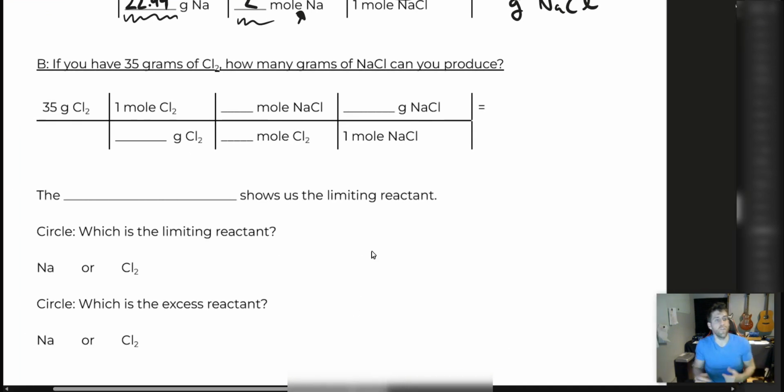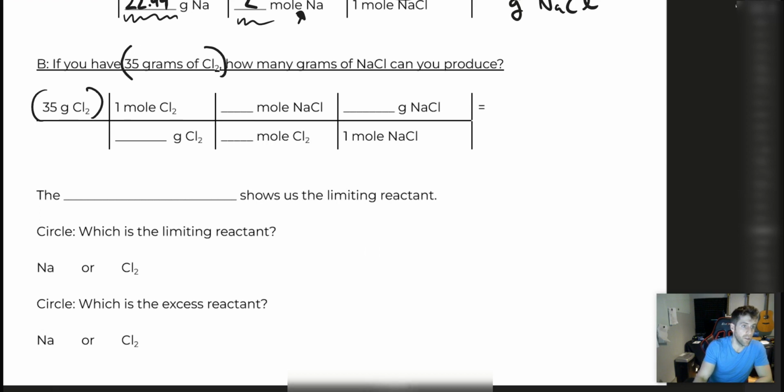All right. If you have 35 grams of chlorine gas, or Cl2, how many grams of sodium chloride can you produce? Okay, so we are already given the 35 grams. That's great. And in 1 mole of chlorine gas, how many grams are there? Well, we need to look at our periodic table. Chlorine's around 35.45, and times 2, my cheat sheet is indicative of 70.90. And so again, that's just 2 chlorines combined, chlorine gas.